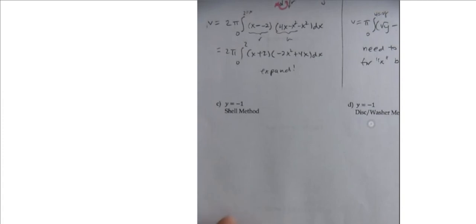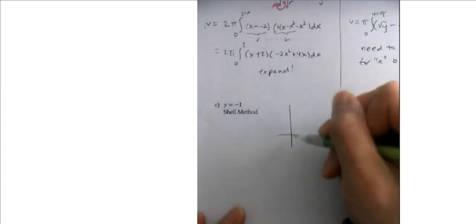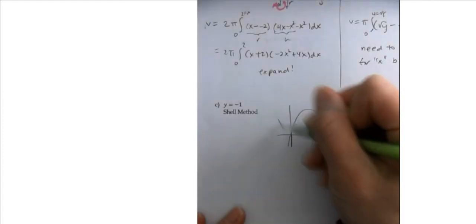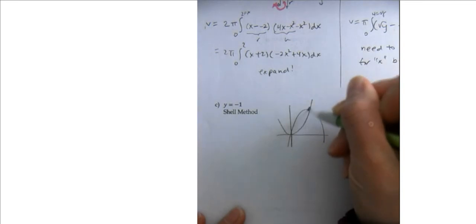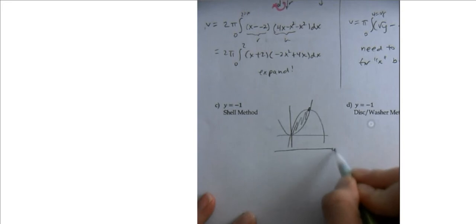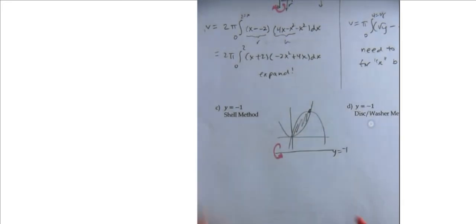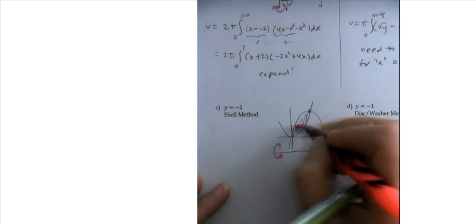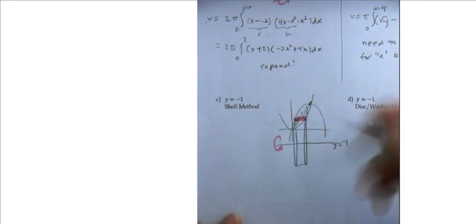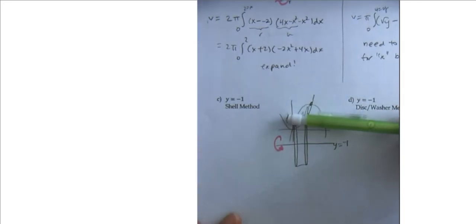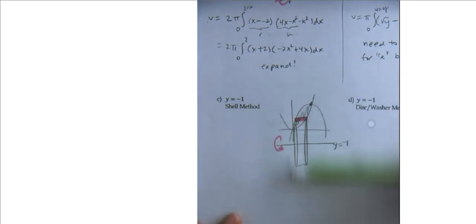Okay, going on to this. So now, same problem again. We'll graph this rather quickly. Okay, and now we're revolving around the line y equals -1. Shell is parallel, horizontal, horizontal. As this rectangle swings around, here's the cylinder. Again, picture, if you need to use your pencil to do it, go for it. And as it swings around, it makes a cylinder.